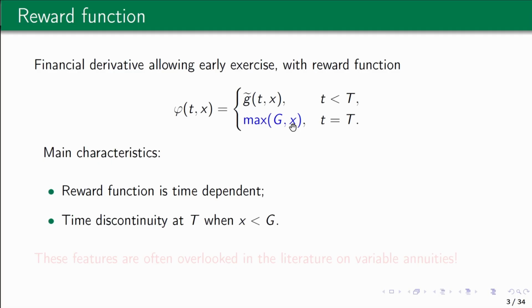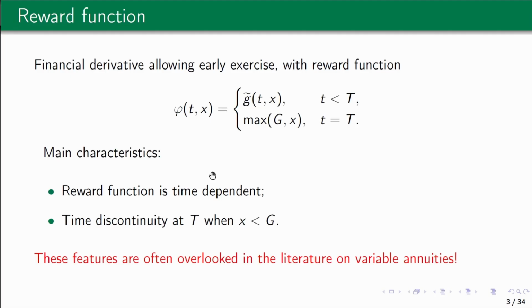And if X is less than G at maturity, there's a jump. So I'll show an image after. These features, the fact that this reward function has these specificities, are often overlooked in the literature on variable annuities.